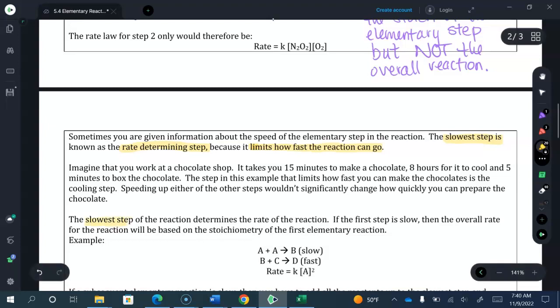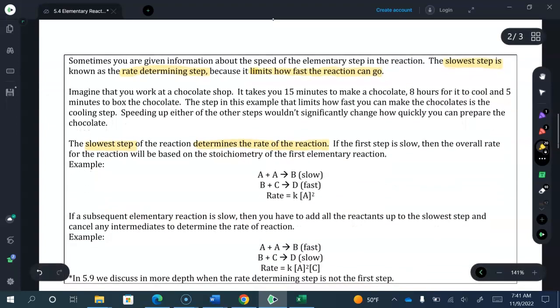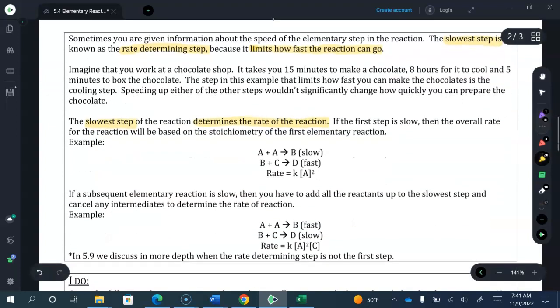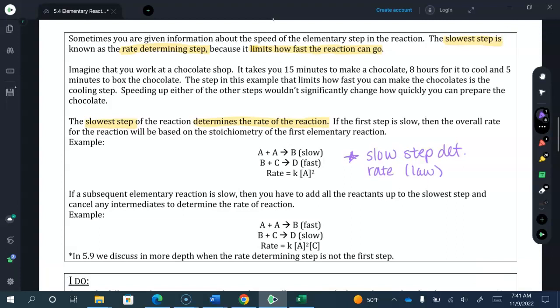So the slowest step of the reaction determines the rate of reaction. If the first step is slow, then the overall rate for the reaction will be based on the stoichiometry for the first elementary reaction, which we mentioned above. So it is important to note here that the slow step determines the rate, and that includes the rate law. Okay, so for this one, our first step is slow, so our rate is this.